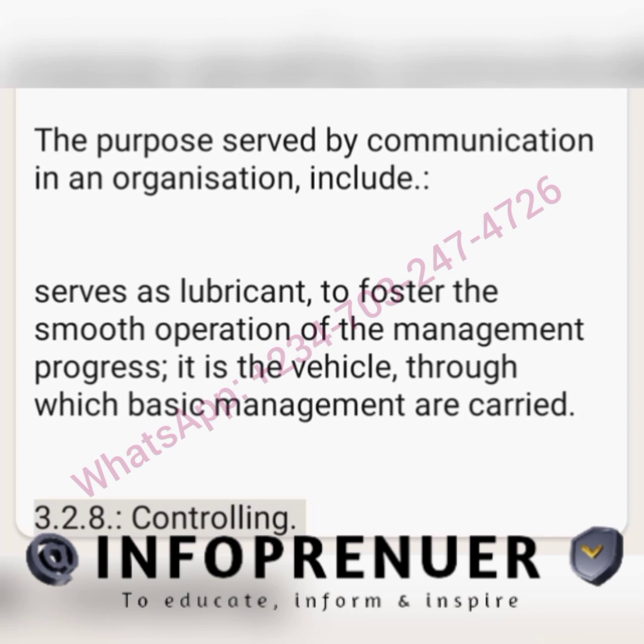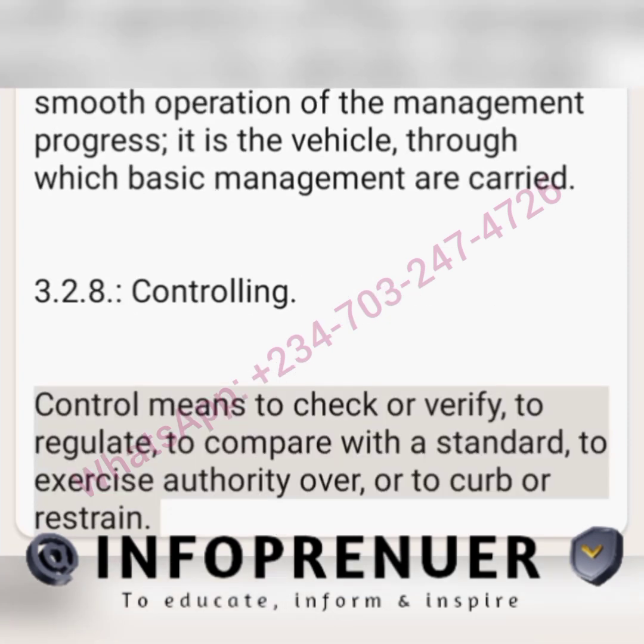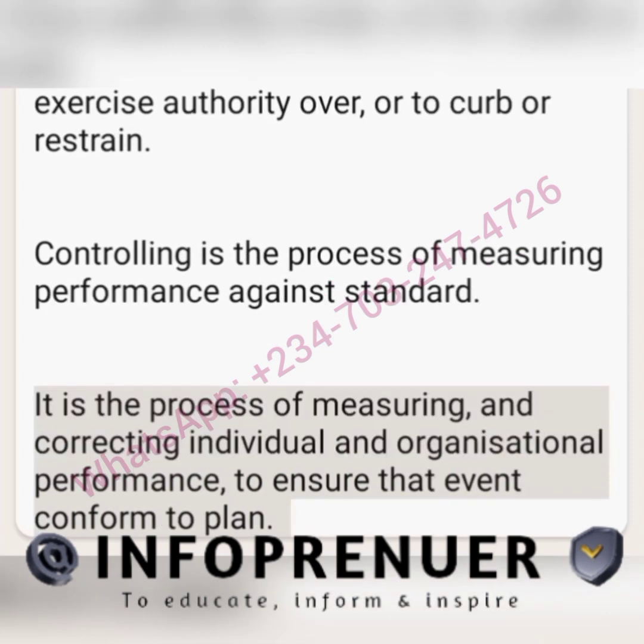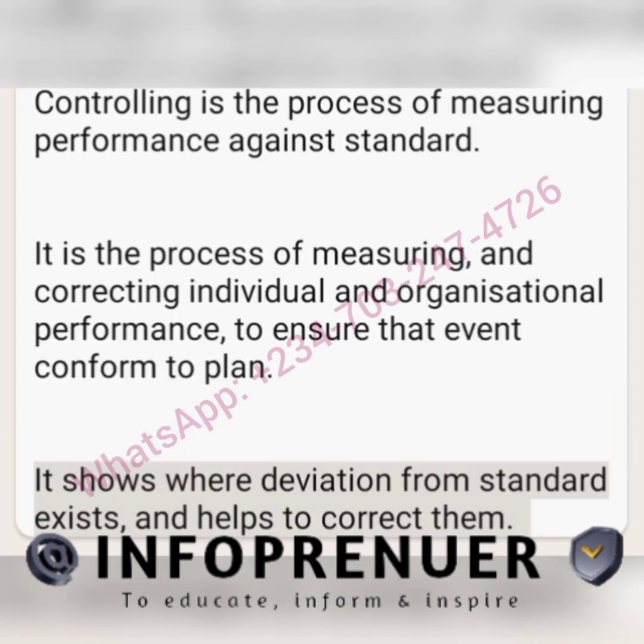3.2.8 Controlling. Control means to check or verify, to regulate, to compare with a standard, to exercise authority over, or to curb or restrain. Controlling is the process of measuring performance against standard. It is the process of measuring and correcting individual and organizational performance to ensure that events conform to plan. It shows where deviation from standard exists and helps to correct them.